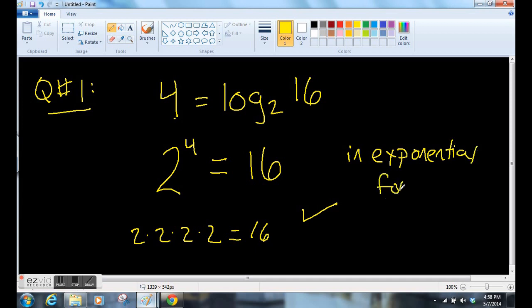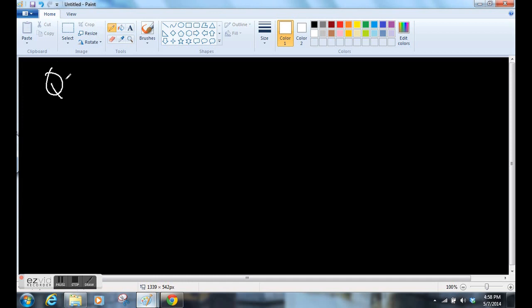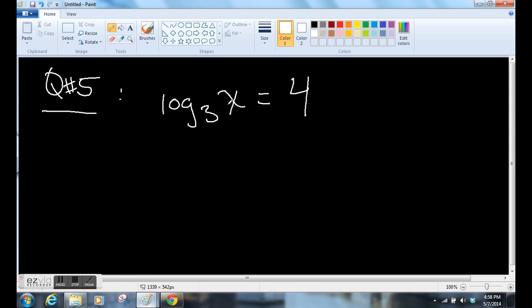Let's look at question number 5. We can use these properties of logs to solve for x. So this question says solve for x. We have log base 3 of x is equal to 4. This is a fairly simple version of this problem. So to solve for x, you can write it in exponential notation first, and then it should pretty much solve it for this one.